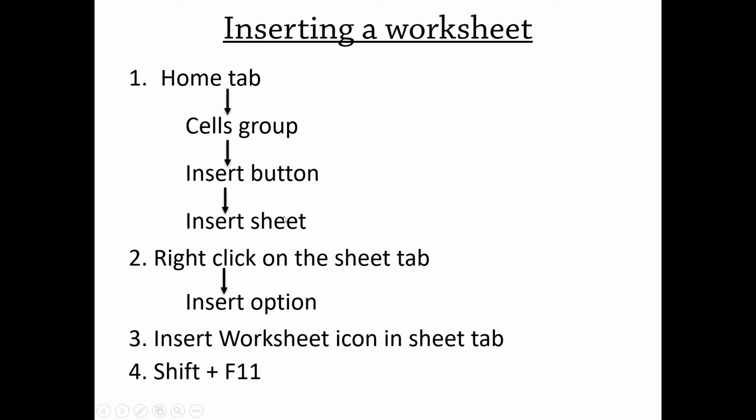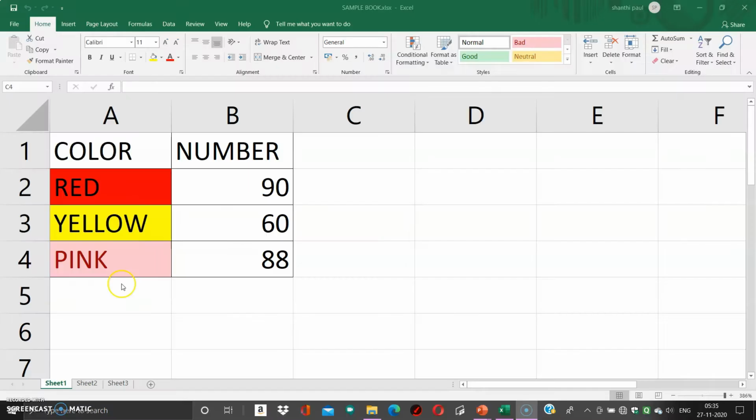Method 2. Right click on the sheet and select the Insert option. Method 3. Click on the Insert Worksheet icon in the Sheet tab. Number 4. Press Shift plus F11 to insert a worksheet. So here are 4 methods. Let us see how to use them in the Excel sheet.